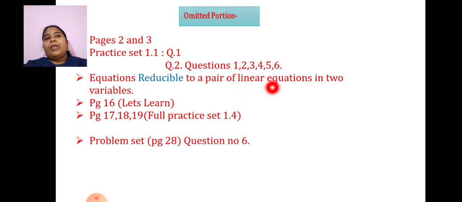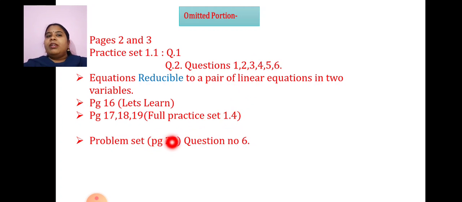Equations reducible to a pair of linear equations in two variables are omitted. Then on page number 16, a small part, "Let's learn", is omitted. Based on this, there was practice set 1.4, and that full practice set is omitted. So make a note of all these pages: 17, 18 and 19. Page 19 is actually practice set 1.4. So these are the things that are omitted from the practice set.